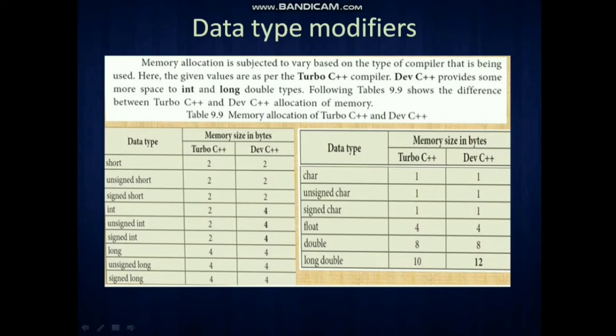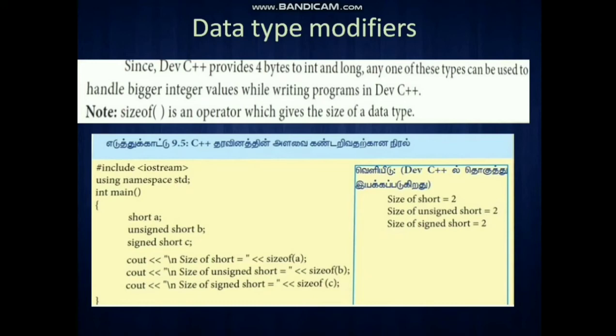Turbo C++ is separate software, and Dev C++ is separate software. If we use Dev C++, the memory bytes are like this only. These are the bytes of memory for the data types, like 2, 4, 4. You have to learn everything one by one and understand it clearly. Next is the data type modifiers itself.